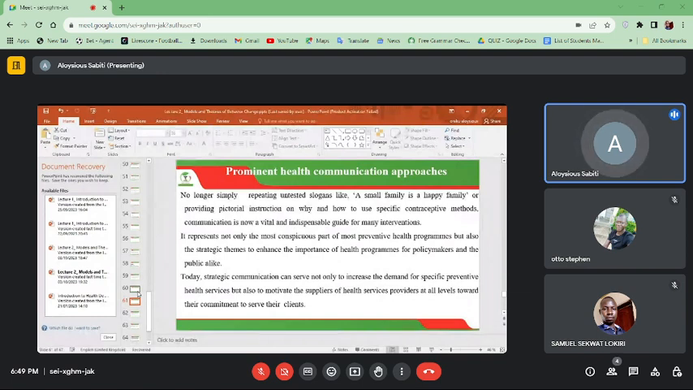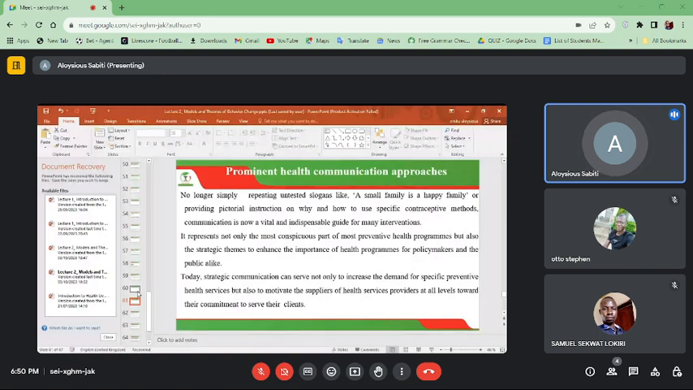Communication is now a vital and indispensable guide for many interventions. It represents not only the most conspicuous part of most preventive health programs, but also the strategic themes to enhance the importance of health programs for policymakers and the public alike. So today, strategic communication preventive health services, but also to motivate the suppliers of health service providers at all levels.